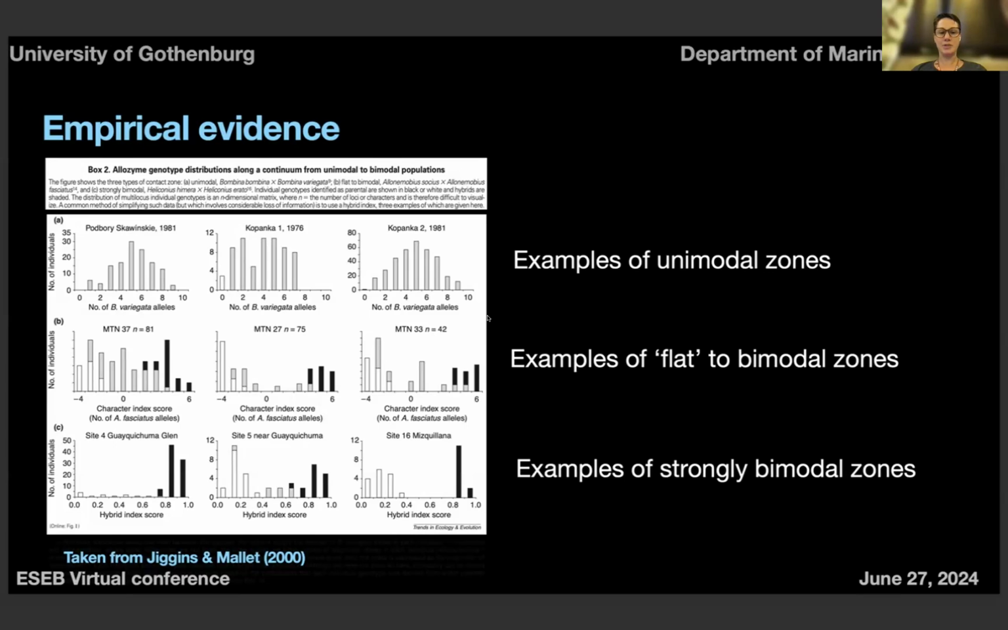For example, this figure is borrowed from Jiggins and Mallet 2000, where they show that there is actually this diversity of modality. For example, this top row is showing unimodal distributions, bottom bimodal distributions, very different species. I will not go into these details, but the modality of a hybrid zone can be different. It can be the same species, but it can change in dependence of, for example, sampling location or sampling date.